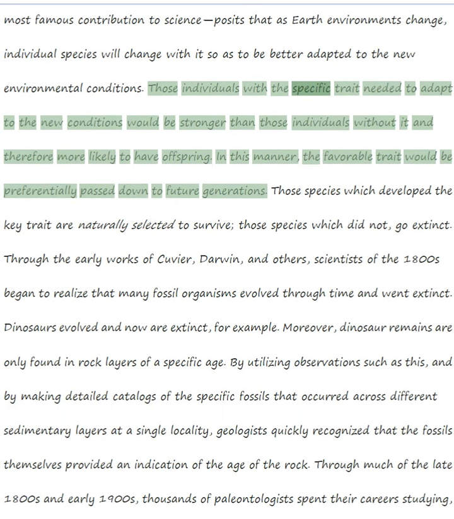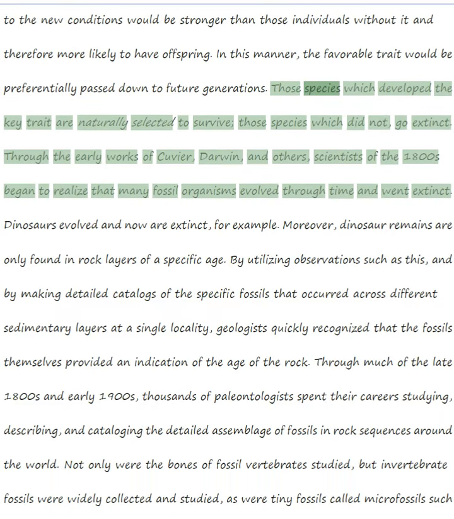Those individuals with the specific trait needed to adapt to the new conditions would be stronger than those individuals without it and therefore more likely to have offspring. In this manner, the favorable trait would be preferentially passed down to future generations. Those species which developed the key trait are naturally selected to survive. Those species which did not, go extinct.